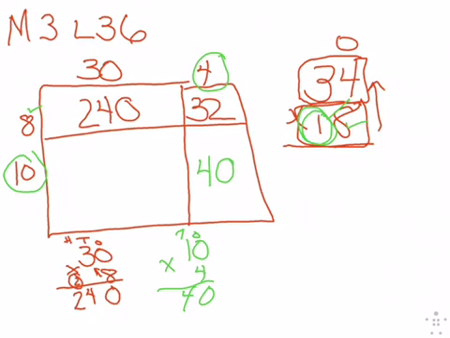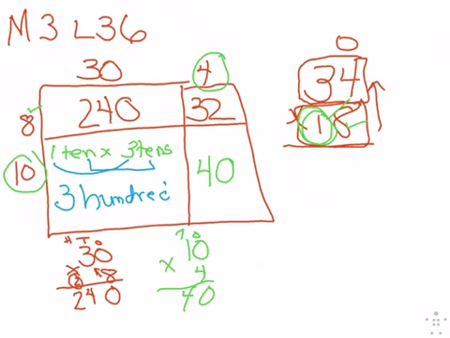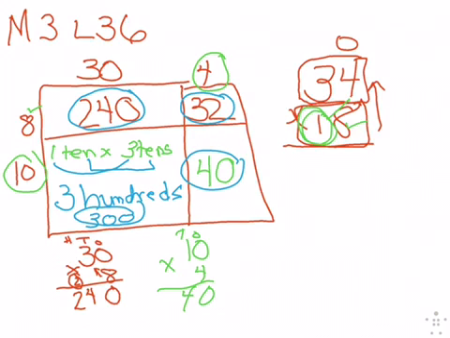10 times 3 tens. And just like we did yesterday, we multiply our digits. 1 times 3 is 3, and 10 times 10 is 100. So what is 3 hundreds? Well, 300. So I now have all these parts: 240, 32, 40, 300. Let's go through it over on this side.